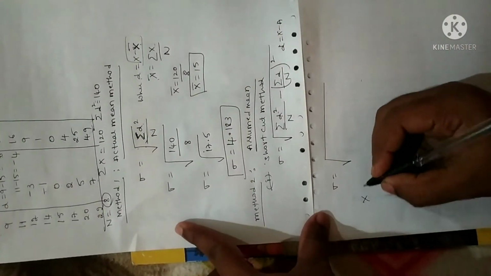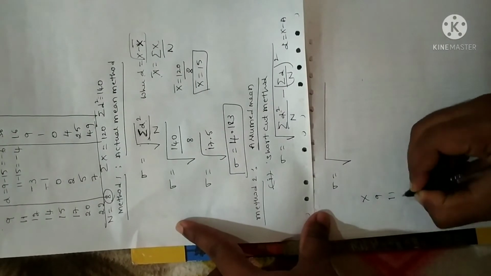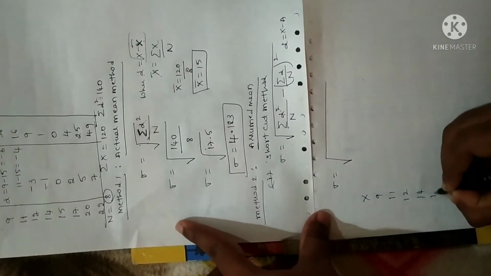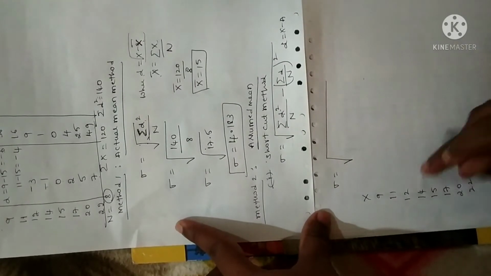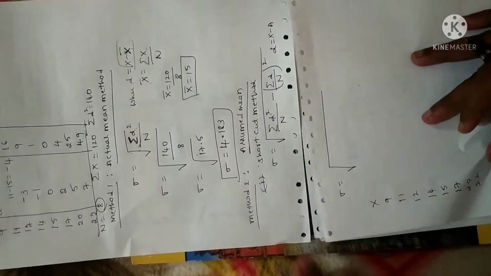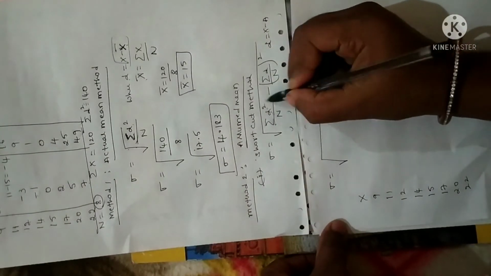No, so we have to do it again. So let me write x values again. It is 9, 11, 12, 14, 15, 17, 20, 22. So I have written x values. Now what I have to write is, what is the required data? D. D is given by x minus a.